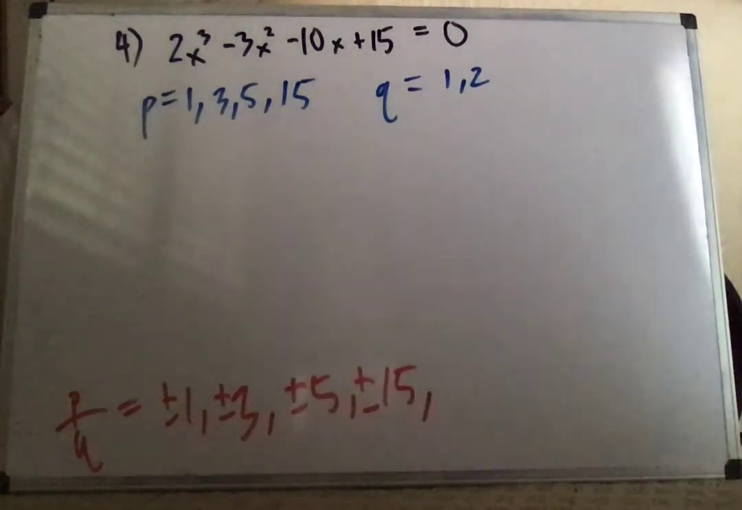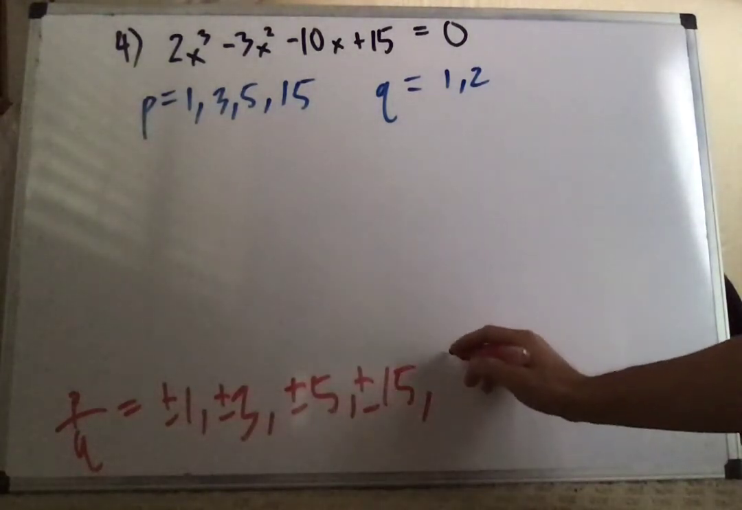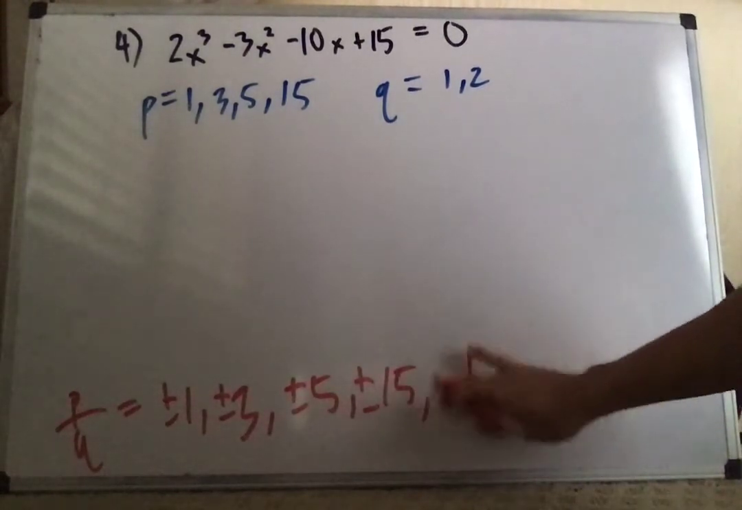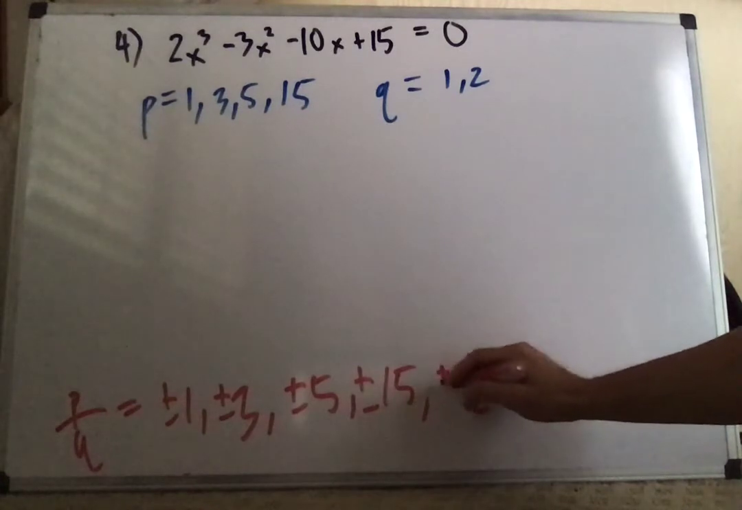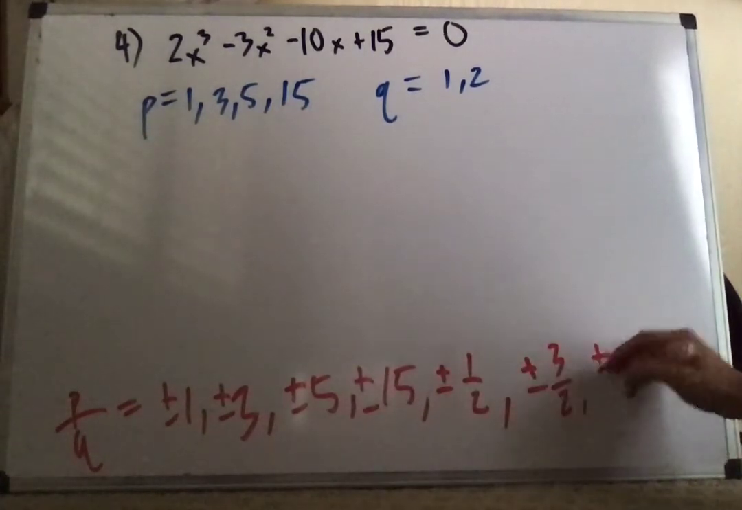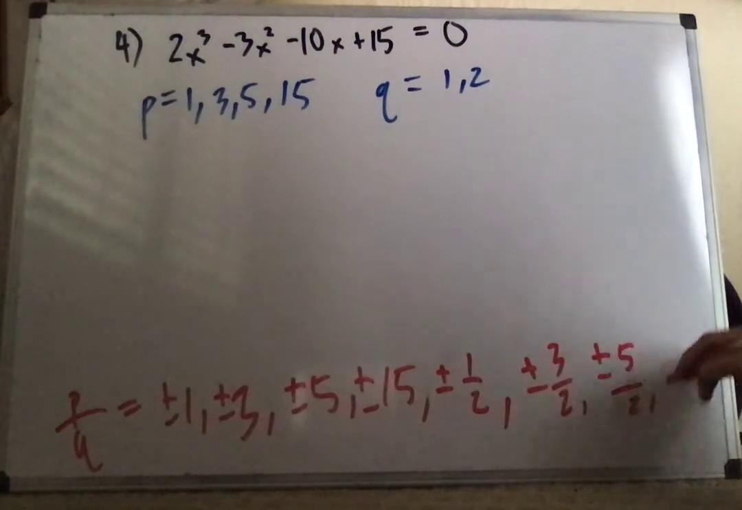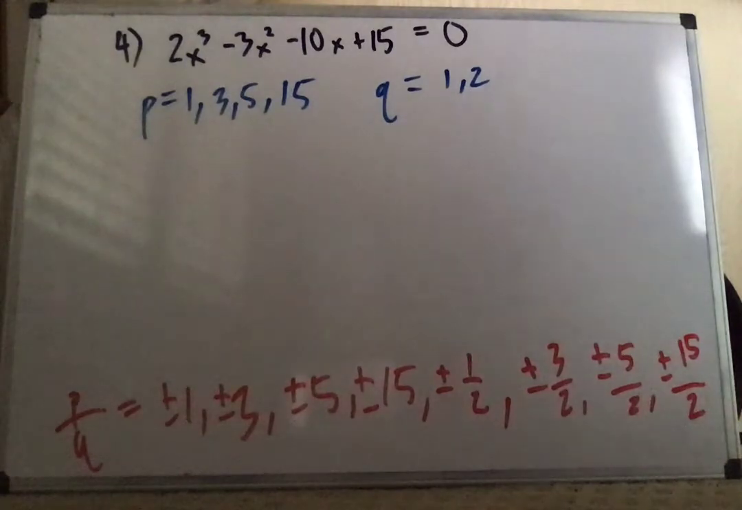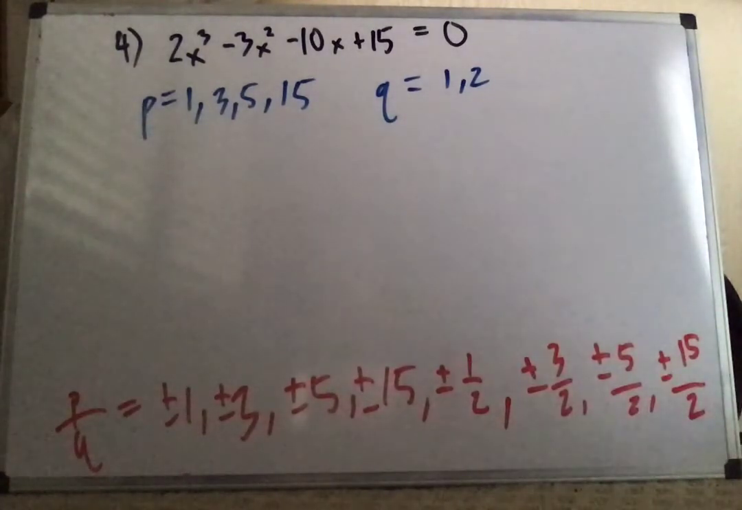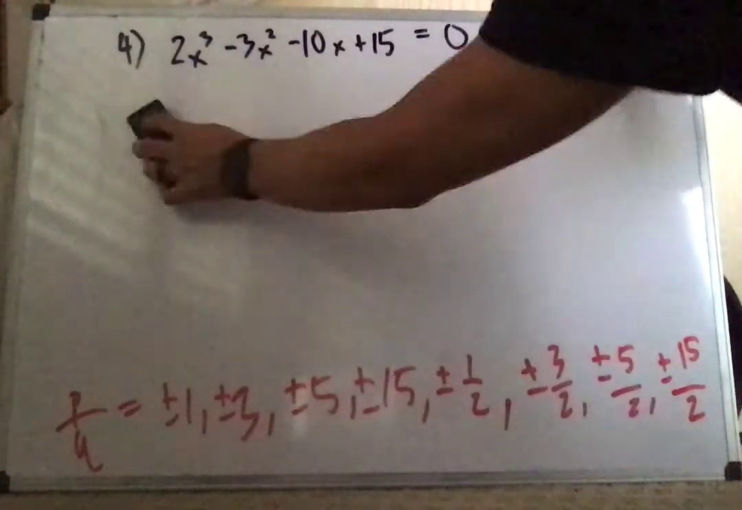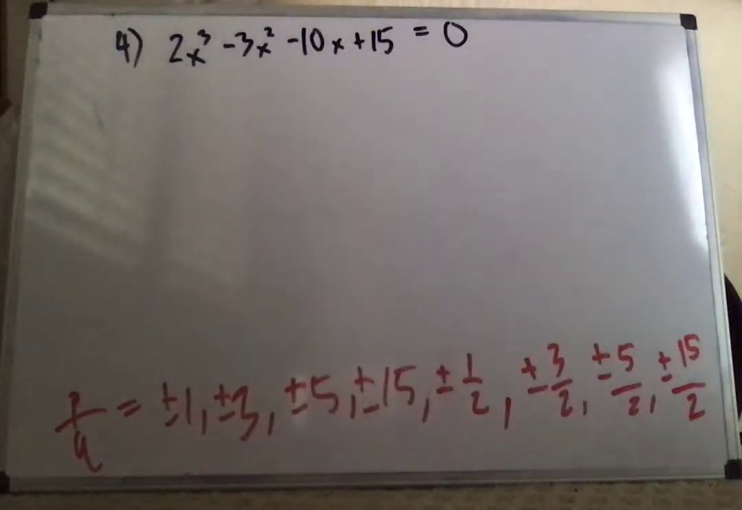Then we're also going to get things that are over 2. So plus or minus 1/2, plus or minus 3/2, plus or minus 5/2, and plus or minus 15/2. Those are all odd, so they don't divide nicely. I don't get any repetition. All right, we'll do the same thing as usual. We're going to check these guys. Let me see if I can spot check first.